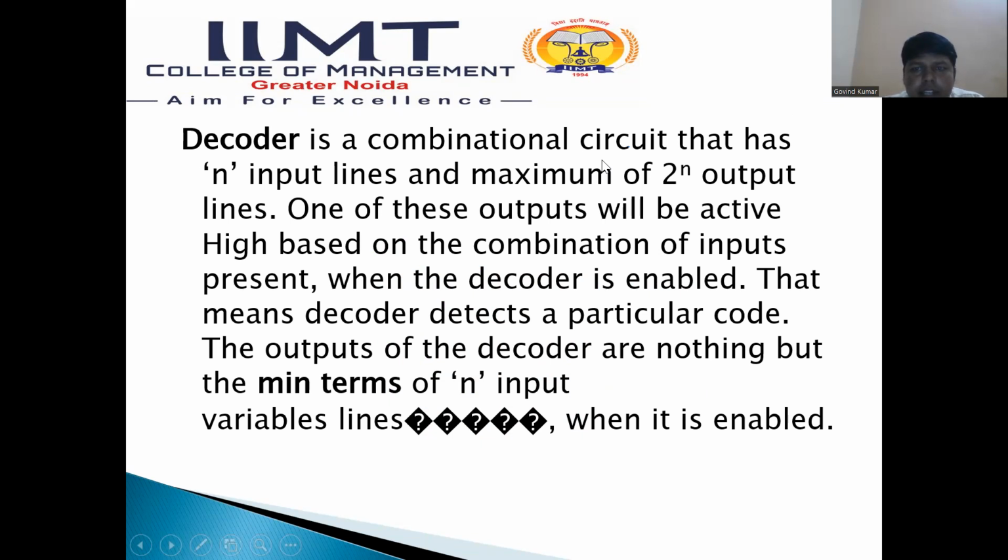A decoder is a combinational circuit that has n input lines and a maximum of 2 to the power n output lines. Only one output will be active high based on the combination of inputs present when the decoder is enabled. That means the decoder detects particular codes. The outputs of the decoder are nothing but the minterms of n input variables when it is enabled.